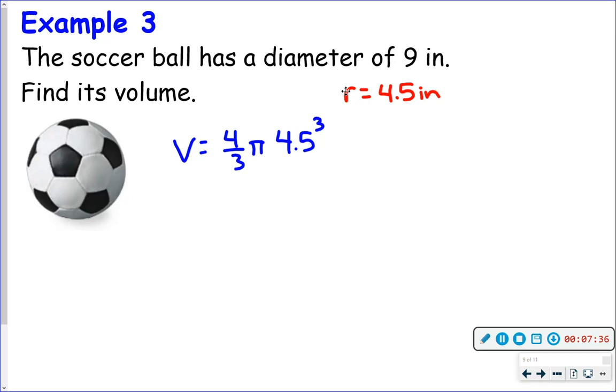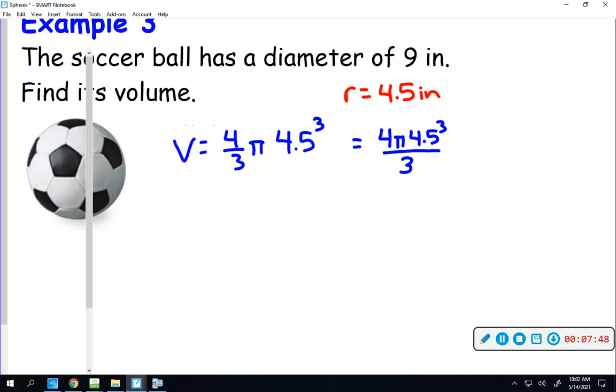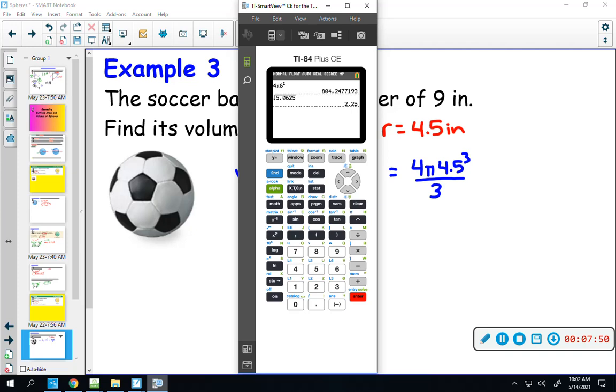Now, if you don't like typing fractions in your calculator, the other way you could do it, you could do your 4 pi r cubed, get that, and divide the whole thing by 3. That would be the exact same thing. But I'm just going to type it in just as it appears, just to show you. So I'm going to put in parentheses 4/3, there it is, and then my pi, got it, and now my r cubed. And I'm just going to hit enter.